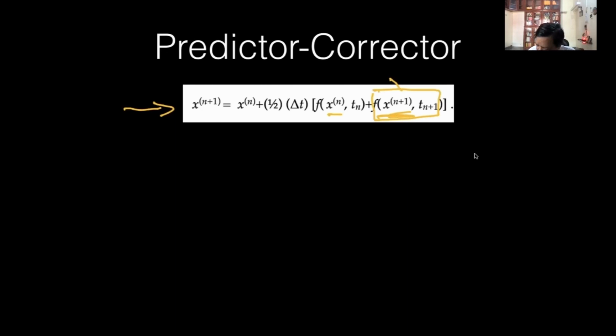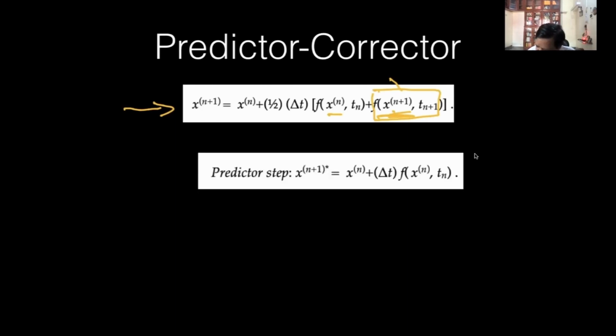So how do I do that? So I need this xn plus 1. No? So I'll make an estimate. It's called the predictor step. So I say xn plus 1 star. Okay, this is approximate, predicted. So xn plus delta t f of xn, tn. Okay, and I'm going to substitute this here.